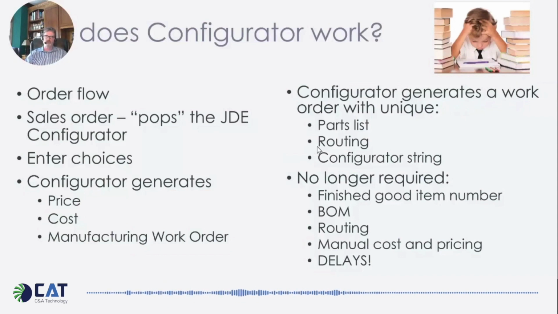So we put in labor and machine time on the routing, but the configurator, like Joel said, it's like artificial intelligence. It's dynamically building that list of parts, and it's dynamically building that routing based on the choices that are made on the configurator screen. And what comes out of that, you don't need a finished good item number anymore. I'm going to back up to this configurator string. You don't need a finished good item number anymore. You don't need a bill. You don't need a routing. And because you don't need a person to come up with those, that you have this little AI engine, you don't have these delays anymore.